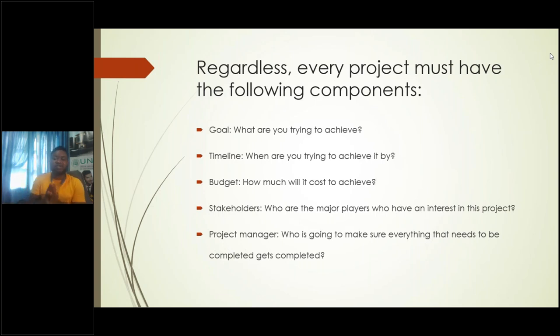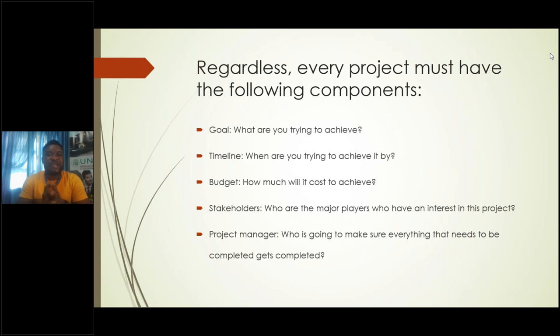Stakeholders: who are the major players who have interest in the project? Stakeholders are anybody that has 1 or 2 interests in the project, and their presence can affect the project either positively or negatively. Examples: the project sponsor, the project team members, the project manager, the project customer, the regulatory agencies, the consulting firms, the community boys. Anyone that has 1 or 2 roles to play in that project is a stakeholder. And projects are usually affected or influenced by these stakeholders.